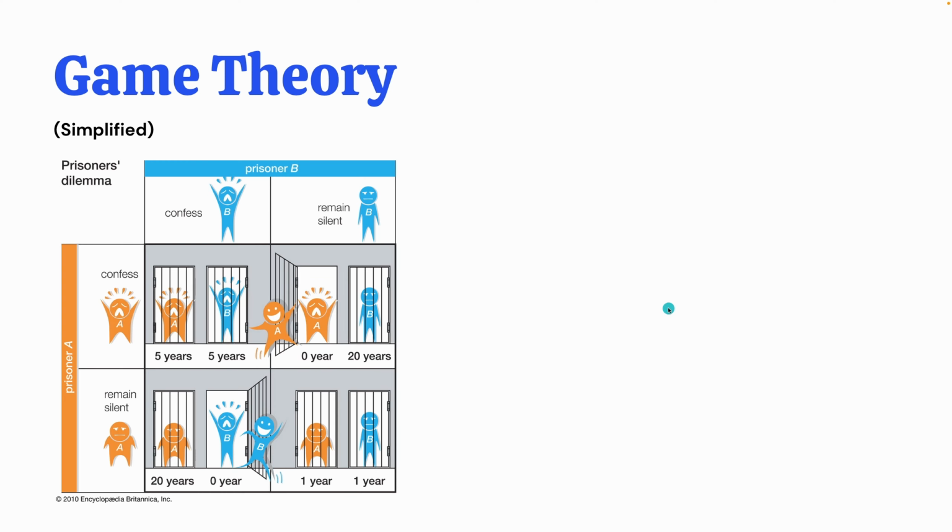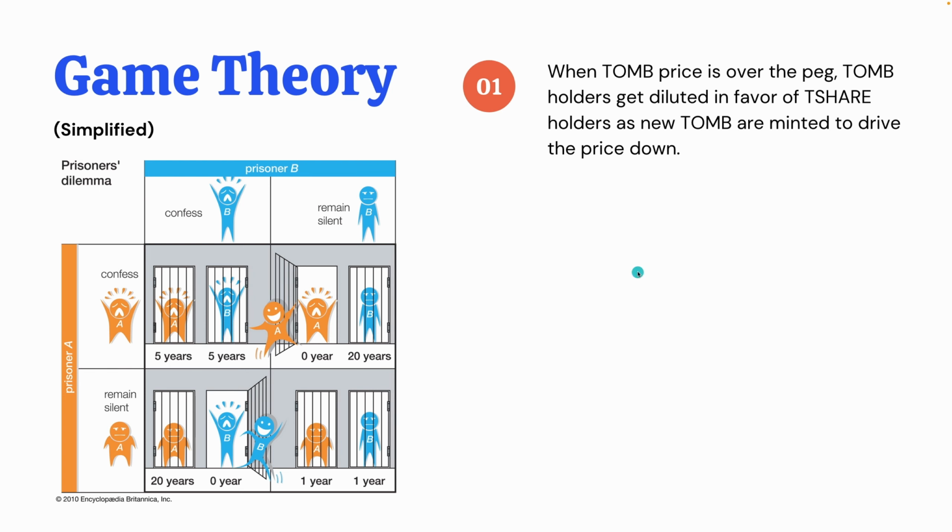Now let's go quickly through the game theory behind this project. You have these 3 tokens, like I said, Tomb, T-Share and T-Bond. This is what you need to remember, and this is how it works. When the Tomb price is over the peg, Tomb holders get diluted in favor of T-Share holders as new Tomb are minted to drive the price down.